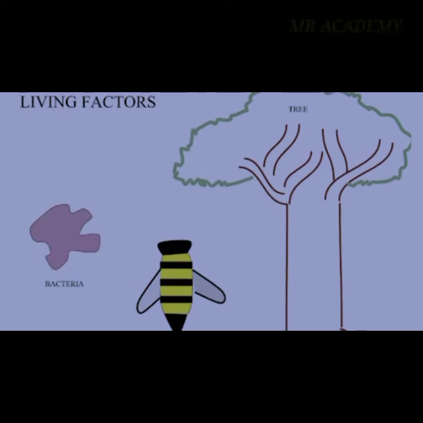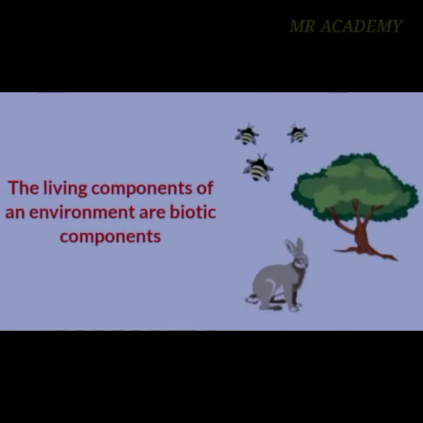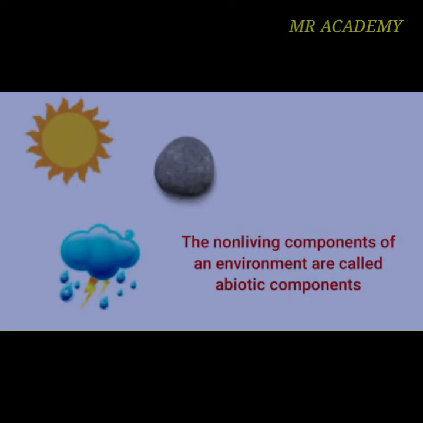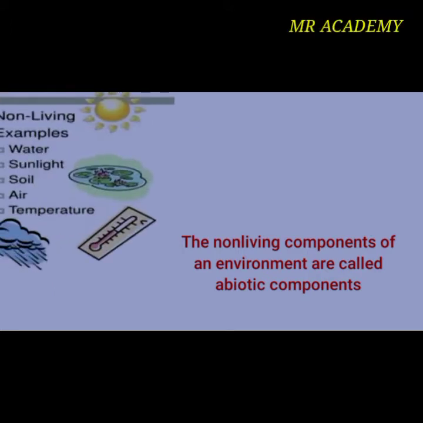The living components present in our surroundings are known as biotic components. So what are biotic components? All the living components of an environment are biotic components. Examples: animals, humans and microbes. Whereas the non-living components of the environment are known as abiotic components. Examples: sunlight, air, water, soil and temperature.